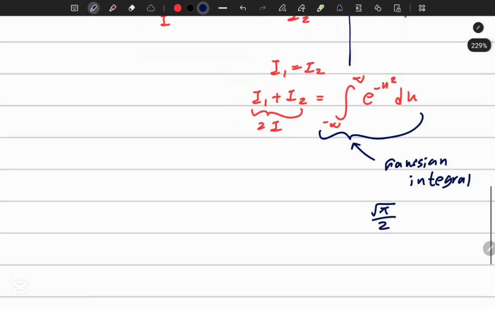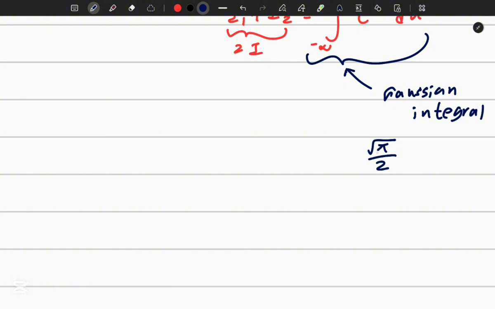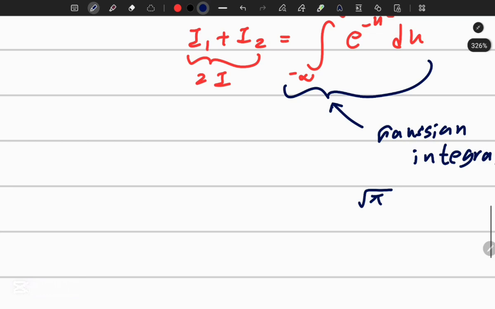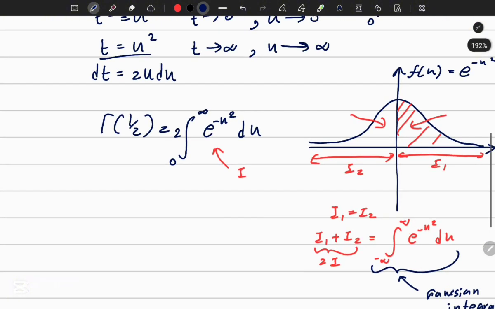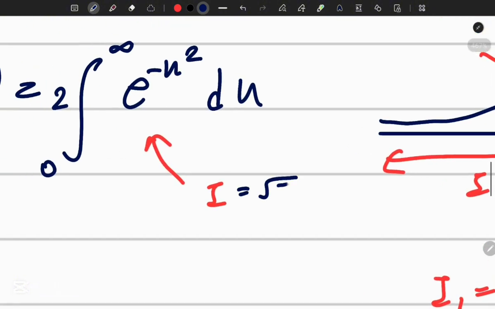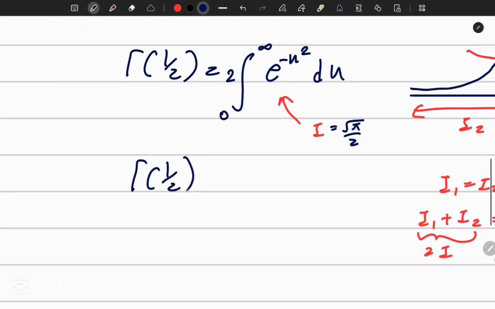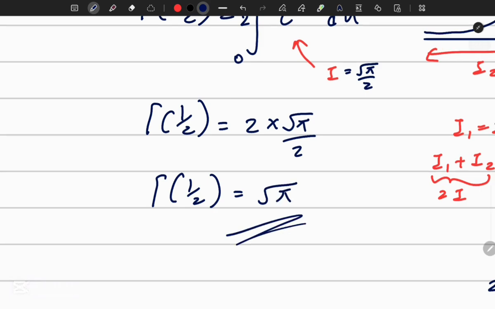Sorry, this is root pi. The Gaussian integral is root pi, so this equals 2I. So I equals root pi over 2. Then gamma of 1 over 2 equals 2 times root pi over 2, which means gamma of 1 over 2 equals root pi. So this is the proof.